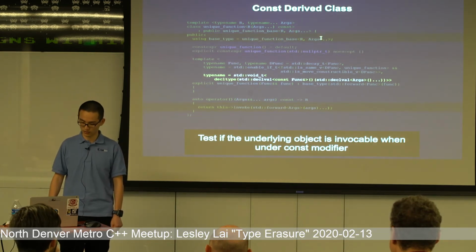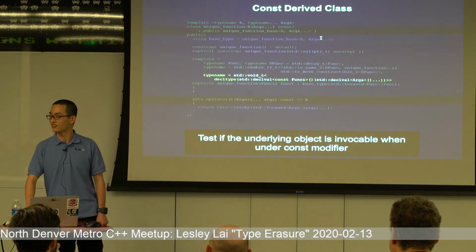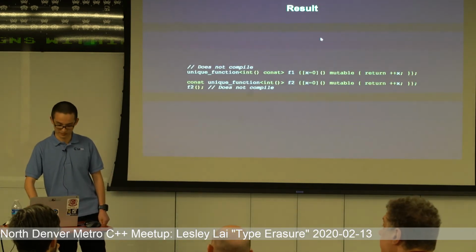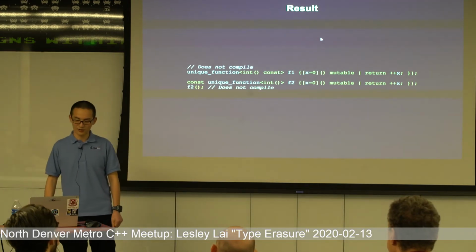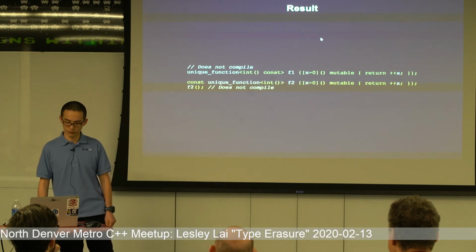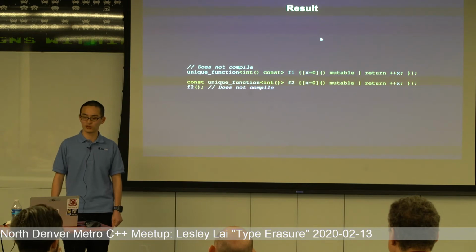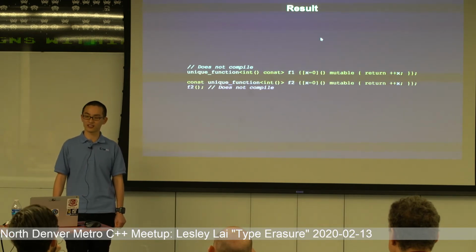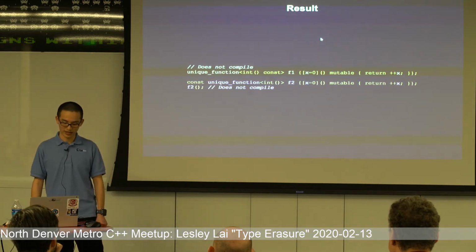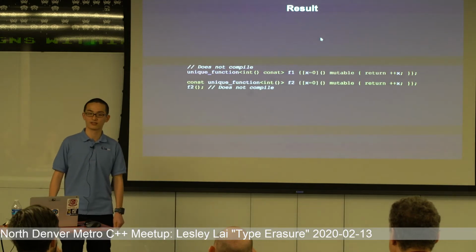Why not use is_invocable here? Maybe I should. Now it's actually what we want. So those two ill-formed code examples will no longer compile. The first one, we give a mutable lambda into a const version of unique function. The second one is we have a non-const version of unique function, but make it const, and then we can no longer call it.